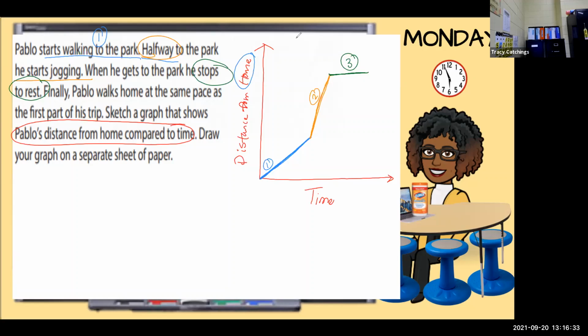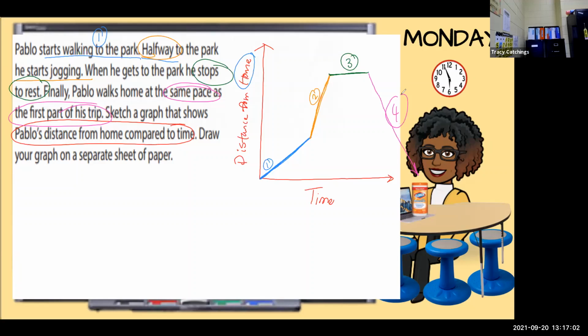All right, then what happens? That's it. He walks home at the same pace as part of his trip. So if that was the pace, we're going home at the same pace. Or it should look something like that. Notice it's not perfect, it's not drawn to scale, there's no numbers, so we really can't say. We just have to base it off the information they gave us.